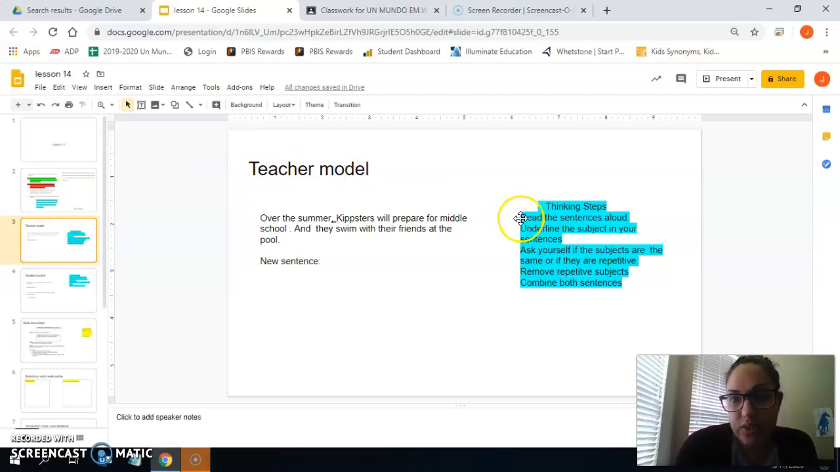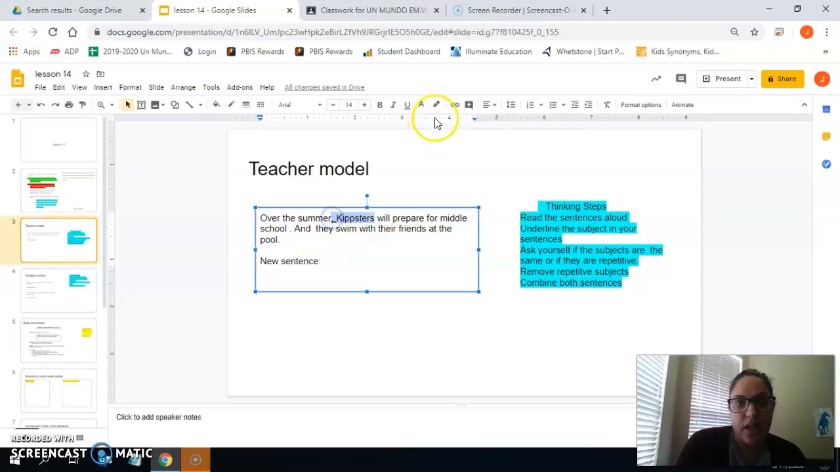So the first thing is you read the sentence aloud. Over the summer, Kipsters will prepare for middle school and they swim with their friends at the pool. Then underline the subject. I can see here that the subjects are Kipsters and they. Ask yourself if the subjects are the same or if they are repetitive.